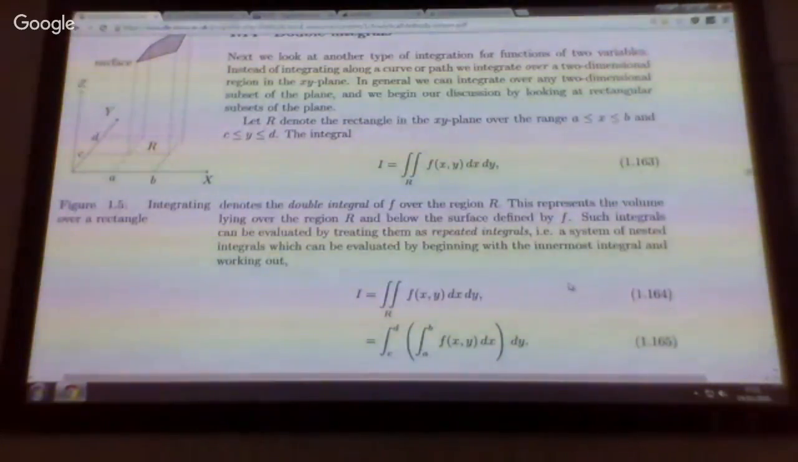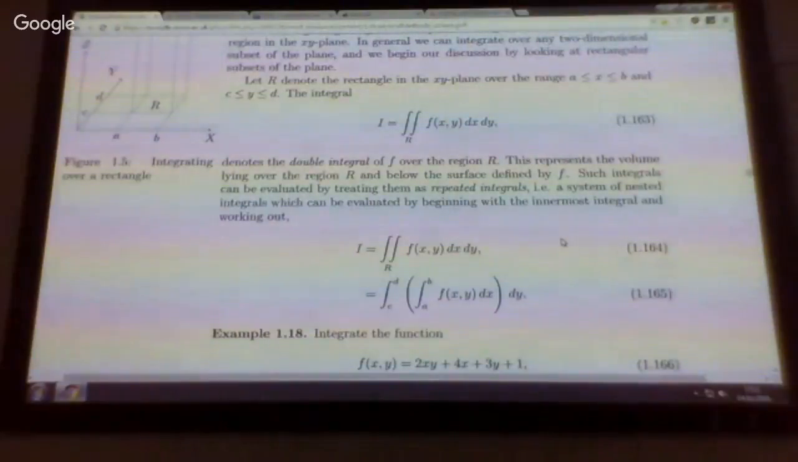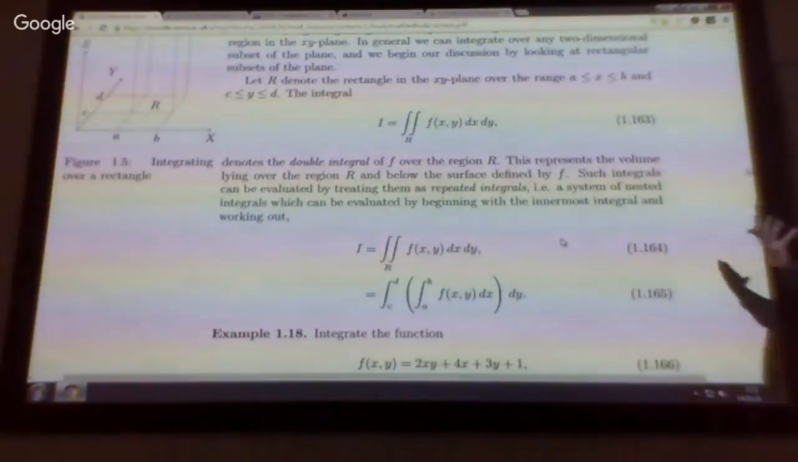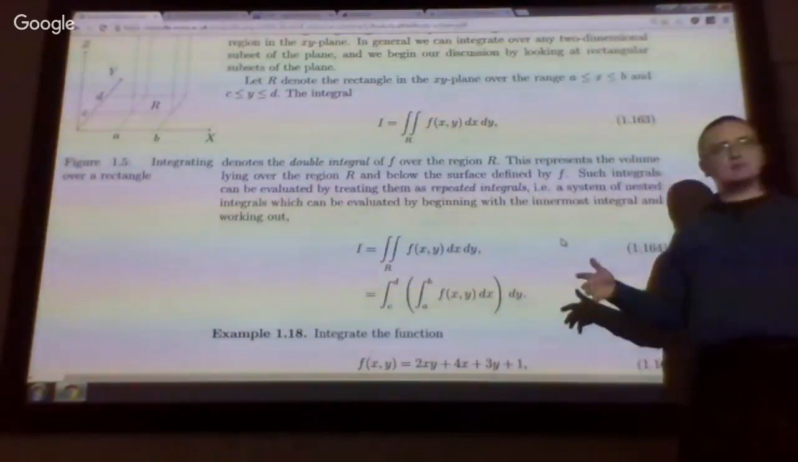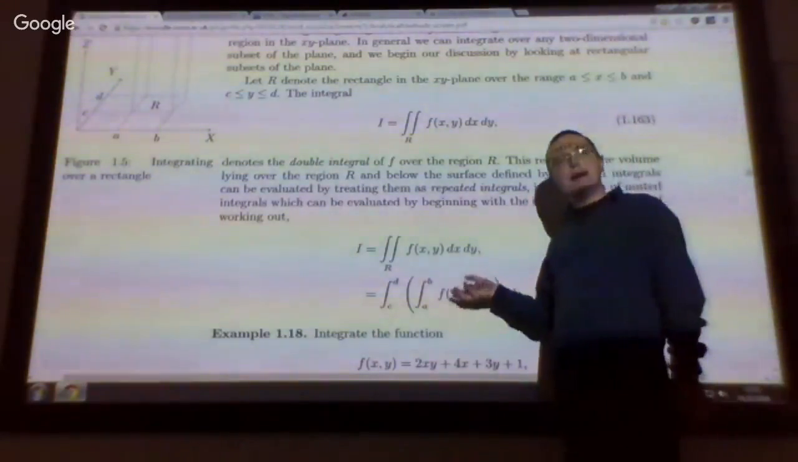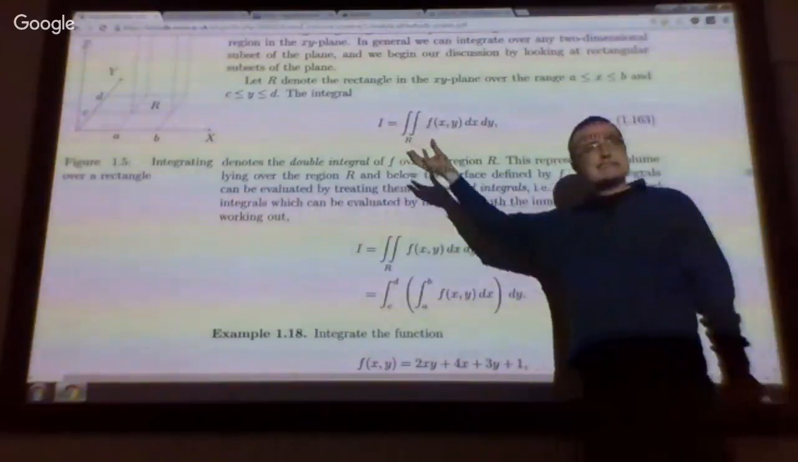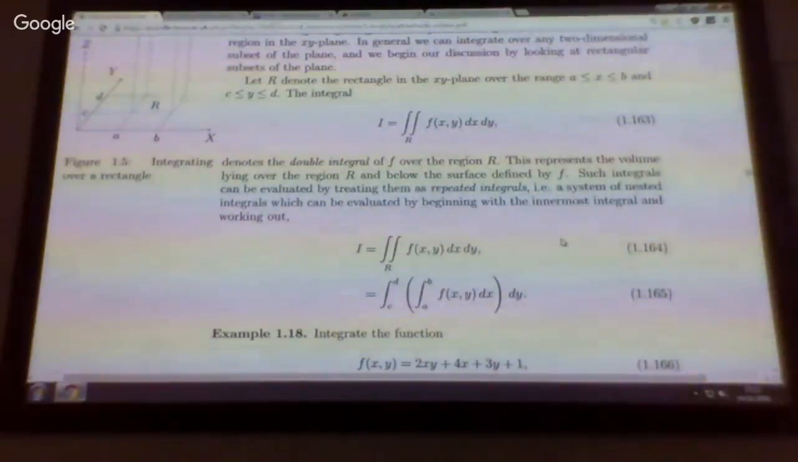Okay. So it's important when you're doing this to understand and to think about the link between the kind of algebra you're doing on the page with the integrals and geometrically what they are representing in the graphical interpretation of the function, which for functions of two variables is this surface defined by the function.